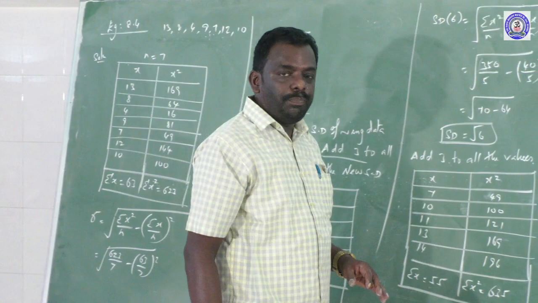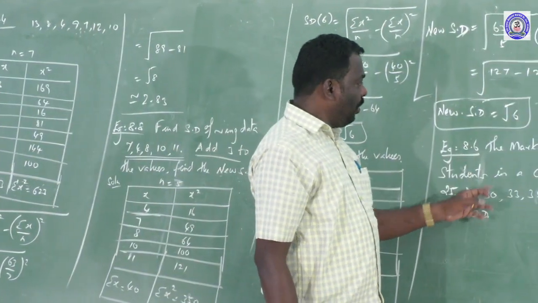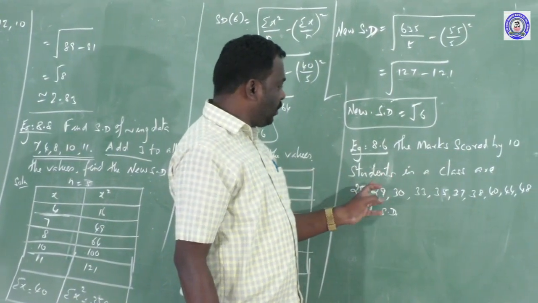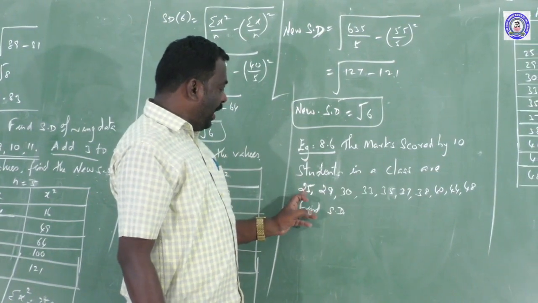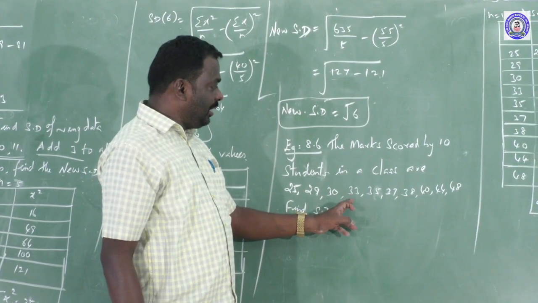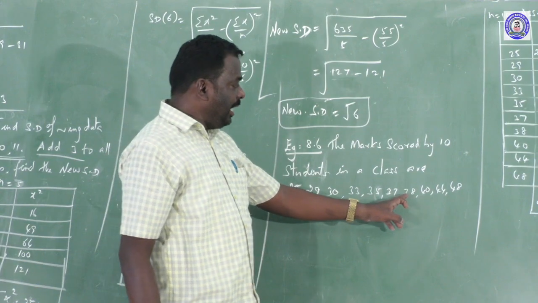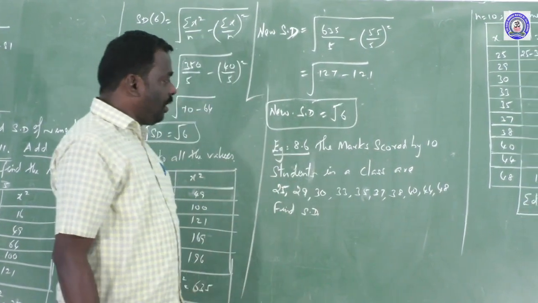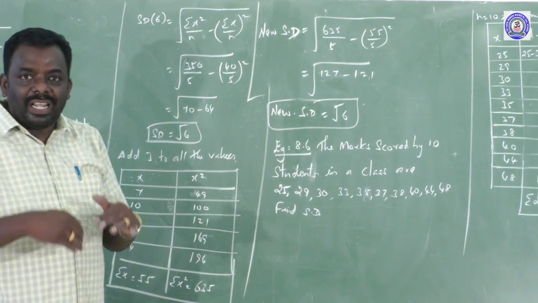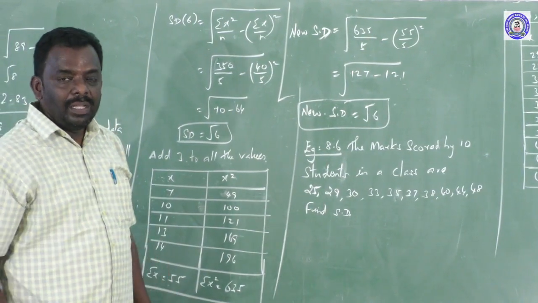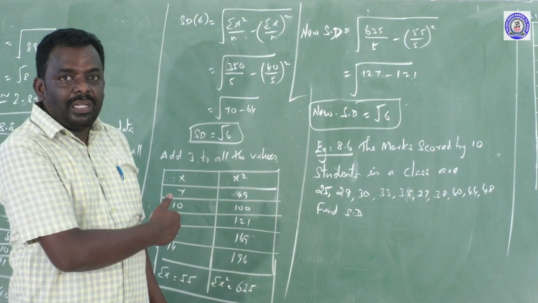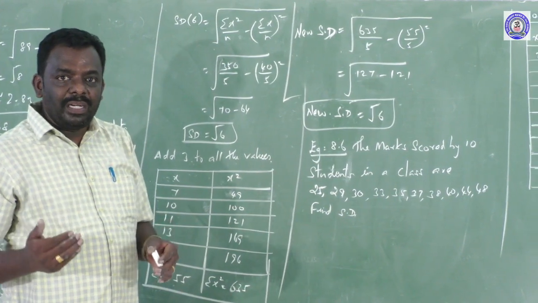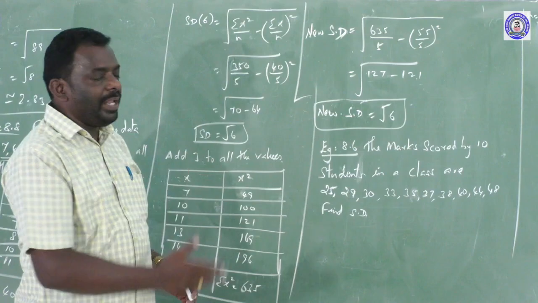Now another sum. Example: the marks scored by 10 students in the class are given: 25, 29, 30, 33, 35, 37, 38, 40, 44, 48. Find the standard deviation by applying another method called the assumed mean method. Previously we applied the direct method.